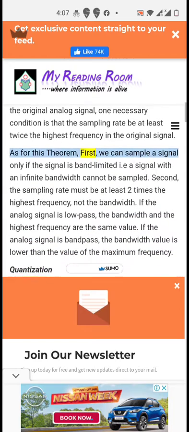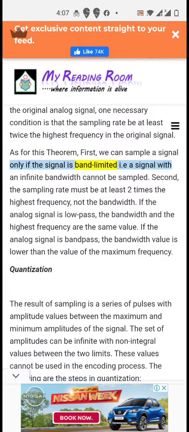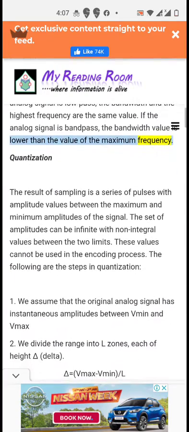According to this theorem, first, we can sample a signal only if the signal is band limited, i.e., a signal with an infinite bandwidth cannot be sampled. Second, the sampling rate must be at least 2 times the highest frequency, not the bandwidth. If the analog signal is low pass, the bandwidth and the highest frequency are the same value. If the analog signal is band pass, the bandwidth value is lower than the value of the maximum frequency.